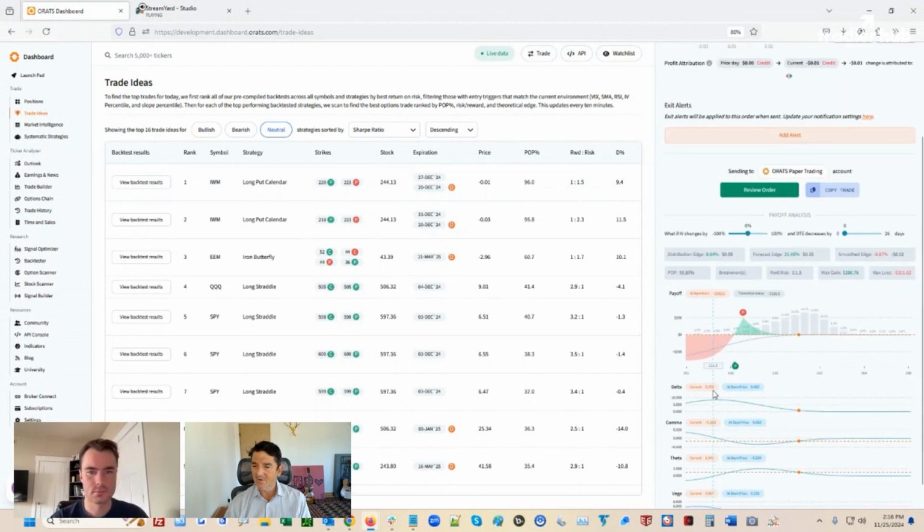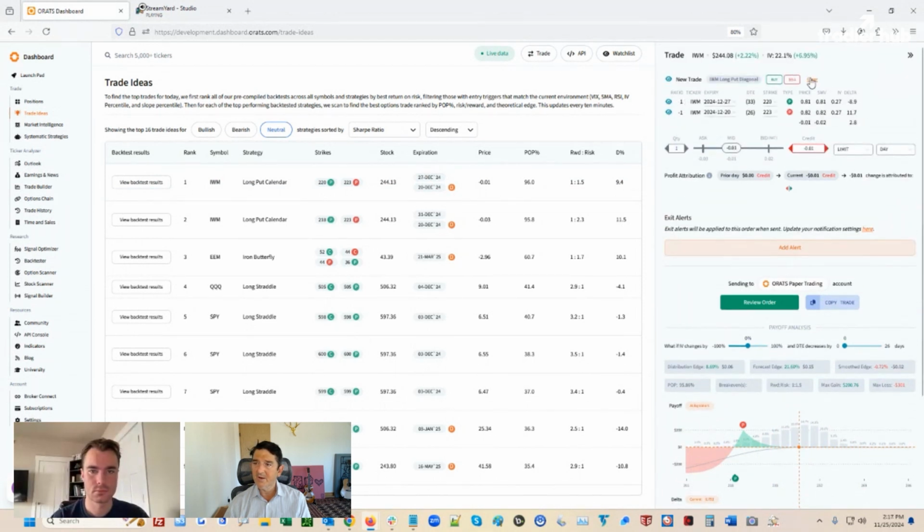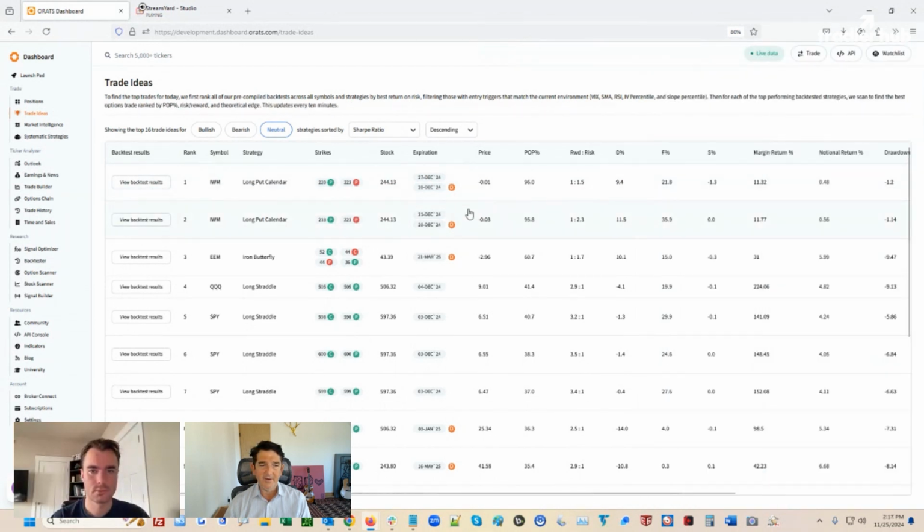So the delta is slightly positive. It doesn't look too bad. Iron butterfly, long straddle. We already have a long put, so I don't. So I'd be leaning towards one of these, Tyler. Let's take a look at this other.